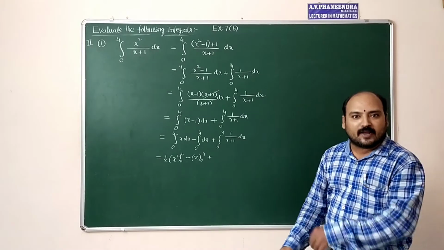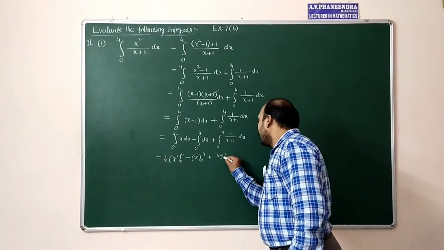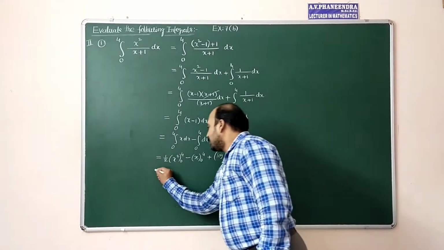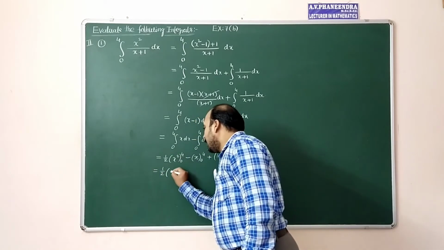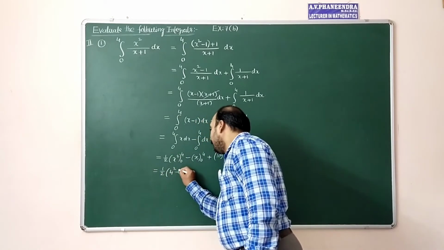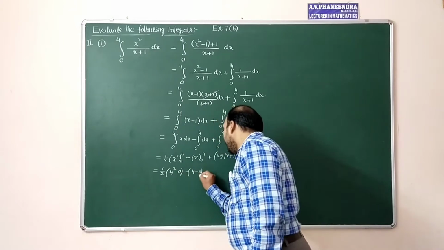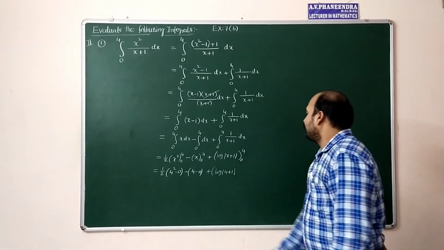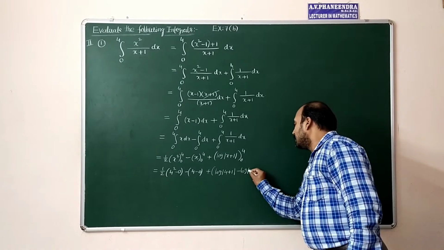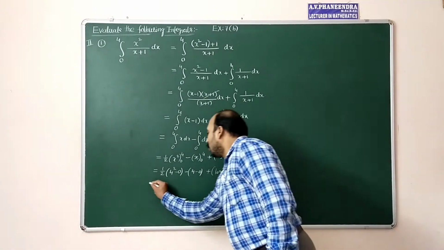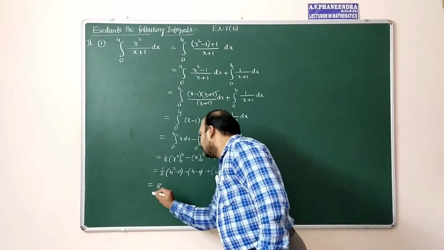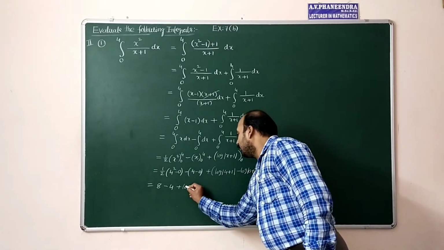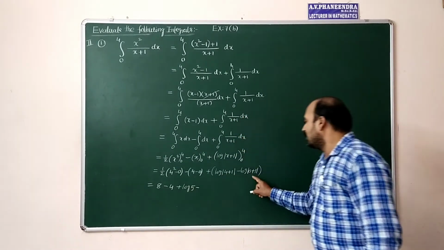Integral 1 by x is log mod x. So log mod x plus 1, applying the limits 0 to 4, which is equal to 1 by 2 x square, which is 4 square, minus 0, minus 4 minus 0, plus log 4 plus 1 minus log 1 plus 0, so 0 plus 1. 4 square means 16, 16 by 2 is 8, minus 4, plus log 4 plus 1, log 5, minus log 1. Log 1 value is 0.